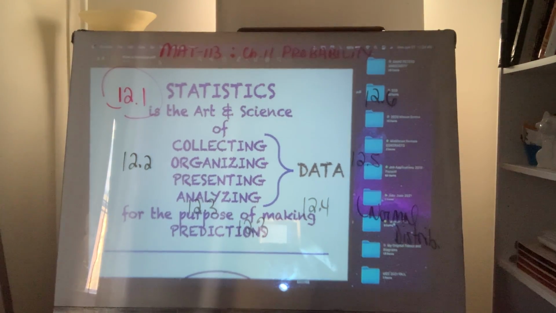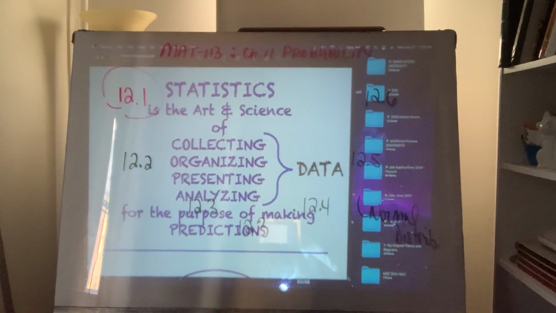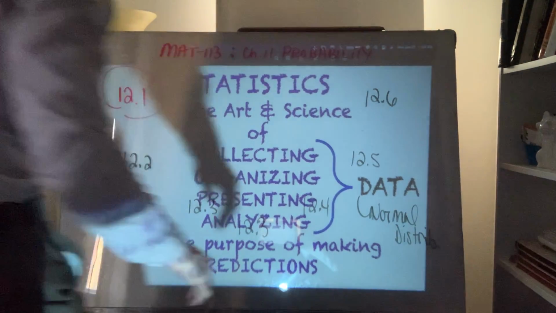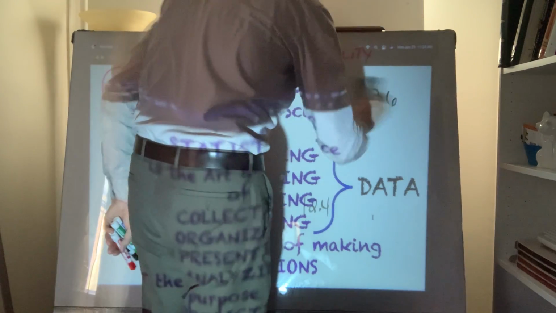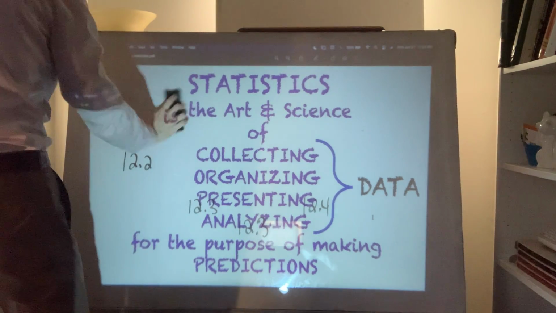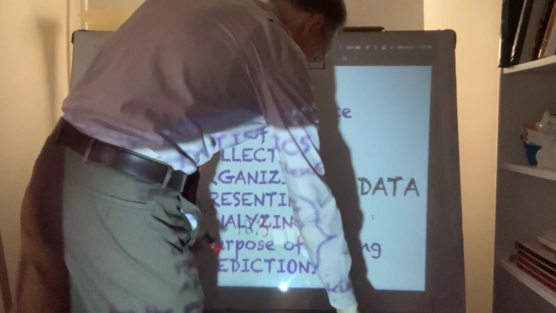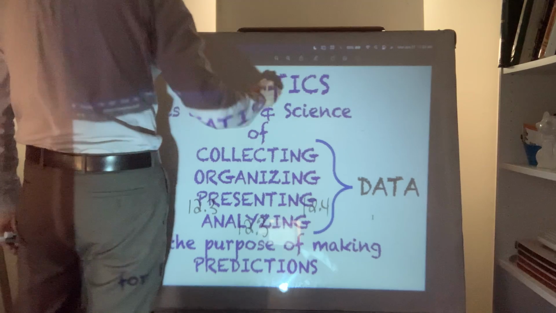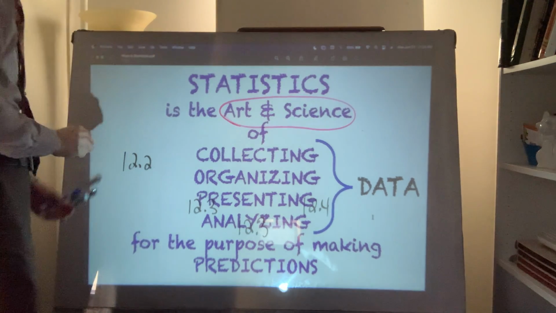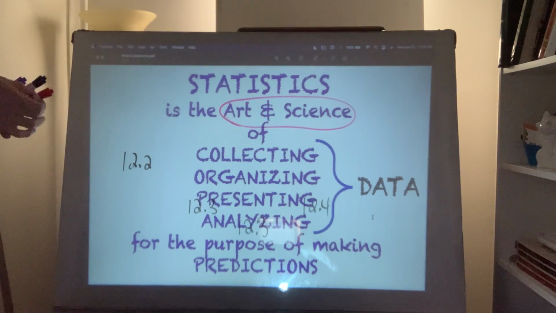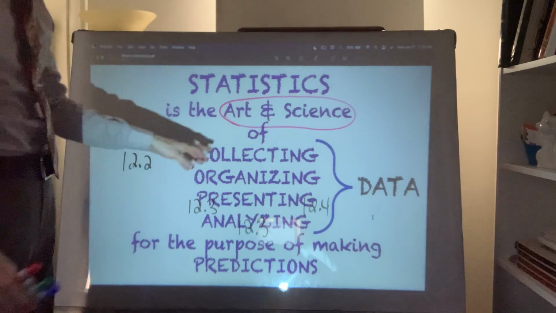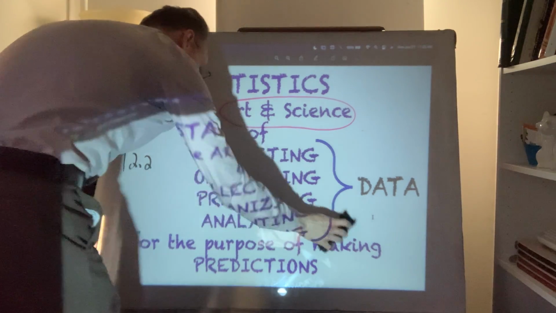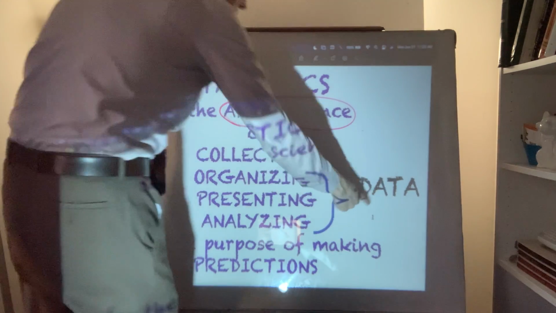All right. Now, if you look at this handout, what is statistics? Statistics is essentially the art and the science, the marriage of these two things, which is a beautiful thing. Art and science merged in a mathematical way. Statistics is the art and science of collecting, organizing, presenting, and analyzing data, right?